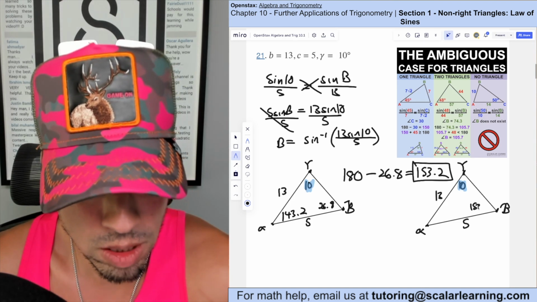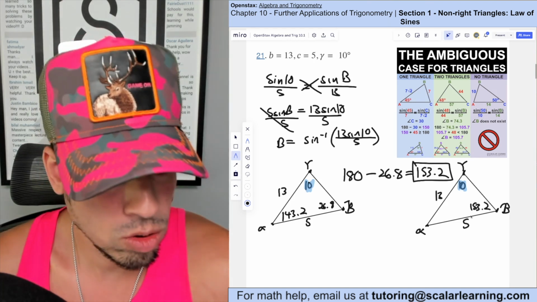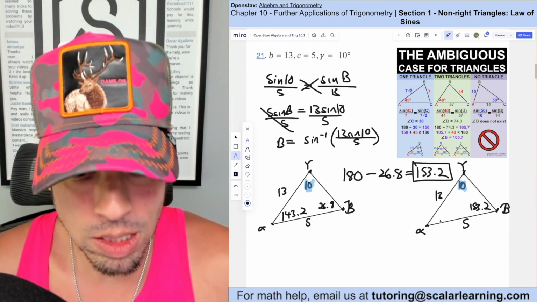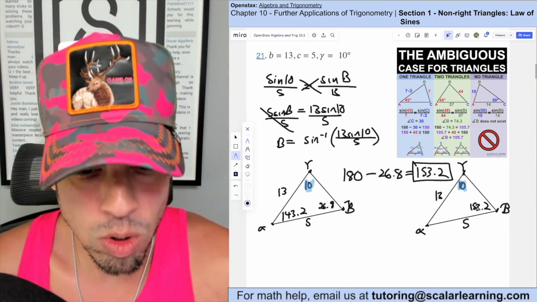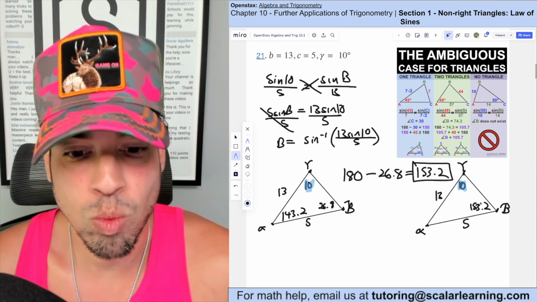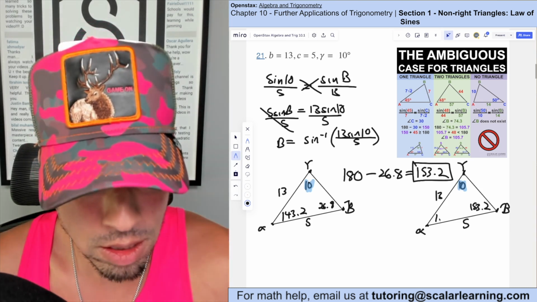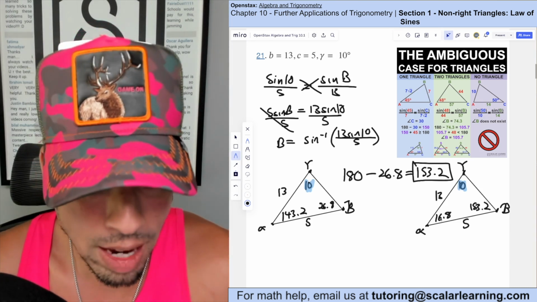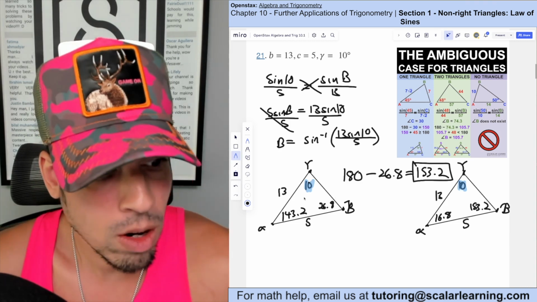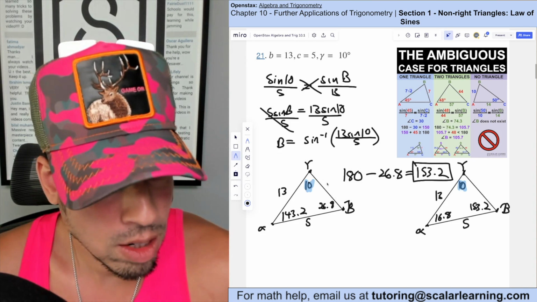So this is 153.2. Then we can use the same triangle angle sum theorem to find this missing angle. If that's 10 and that's 153.2, that adds up to 163.2, hence this angle is going to be 16.8 degrees. Now we have to find the final side, which is A.